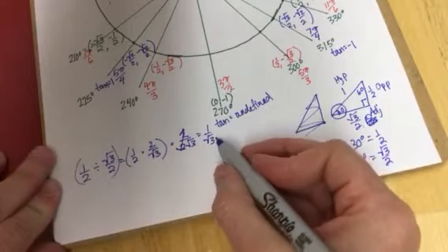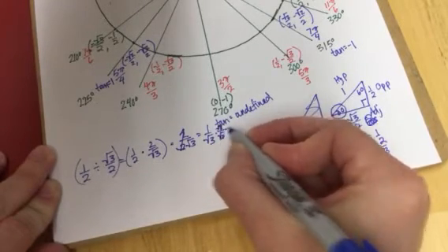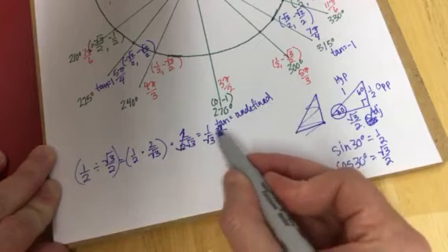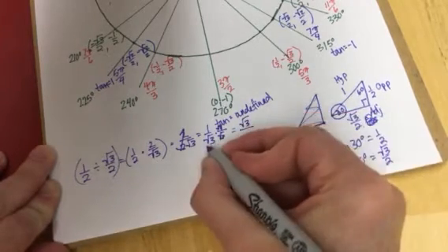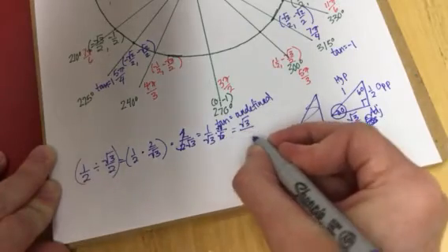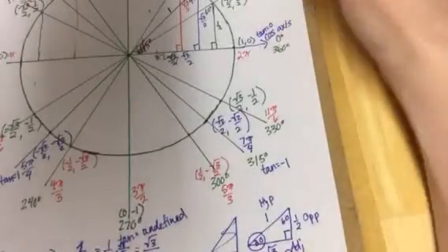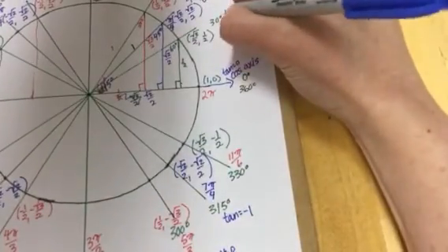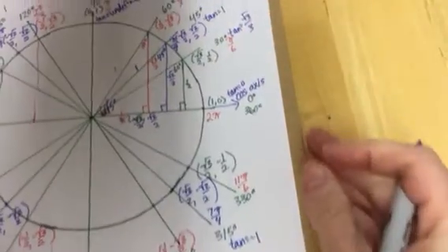Now to rationalize this denominator, we're going to multiply that by the square root of 3 over the square root of 3. Running out of space here. 1 times the square root of 3 is square root of 3. Square root of 3 times square root of 3 is square root of 9, which is just 3. So here we found that tangent is equal to the square root of 3 over 3.